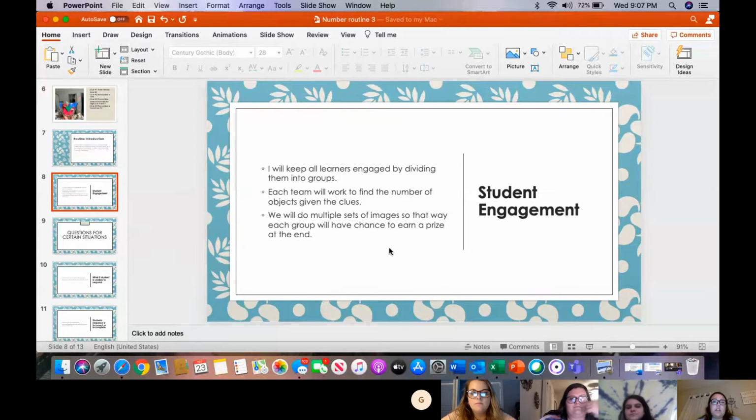And then for student engagement, I feel like this can be done in groups or it can be done individually, but I kind of chose groups because I've actually seen this done before, and they did it as like a competition, like in the beginning of the math lesson. And so I said that I would keep our learners engaged by dividing them into groups, and they would work together using the clues to find the number of objects. And then I could do multiple sets of images so each group could get a prize at the end.